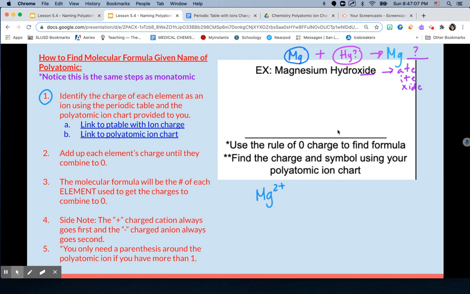So I'm going to go back to this. So hydroxide is actually OH with a 1 minus charge. Right? So that's not true anymore. So now, just like before, to do step 2, I'm going to add up each element's charge until they combine to 0. So Mg has a charge of 2 plus, hydroxide has a charge of 1 minus, right? And eventually, just like before, I want the numbers to match but be the opposite of each other.